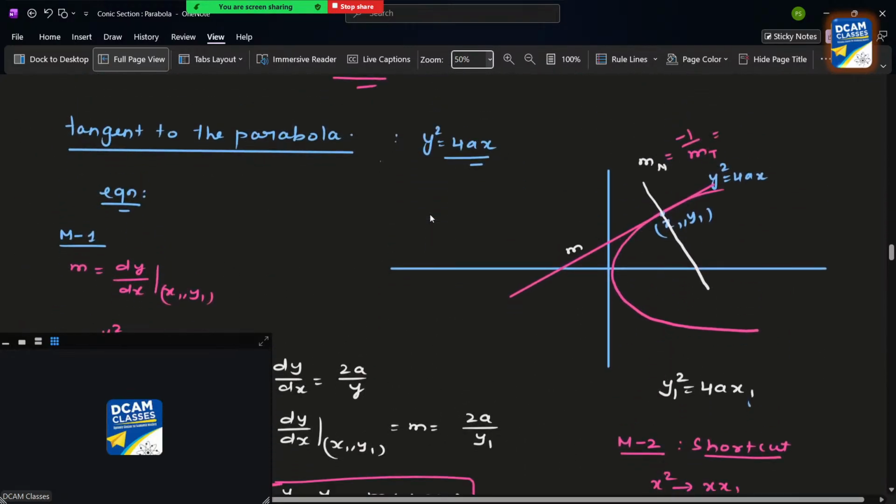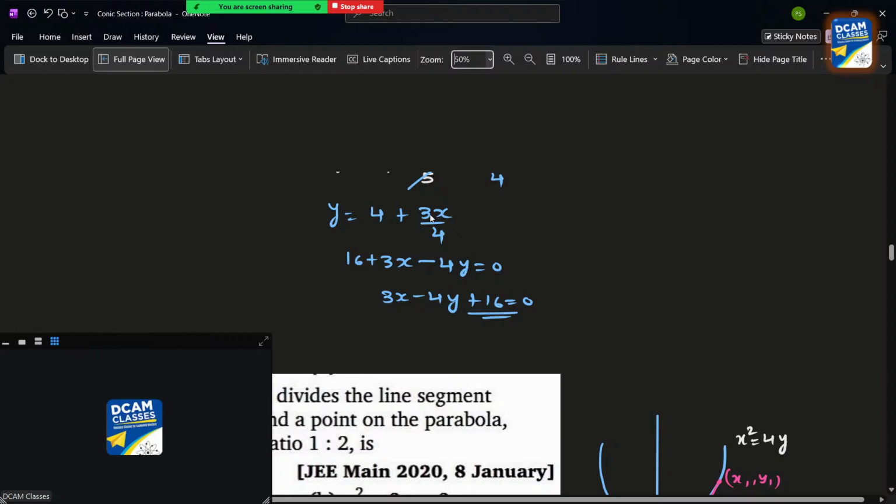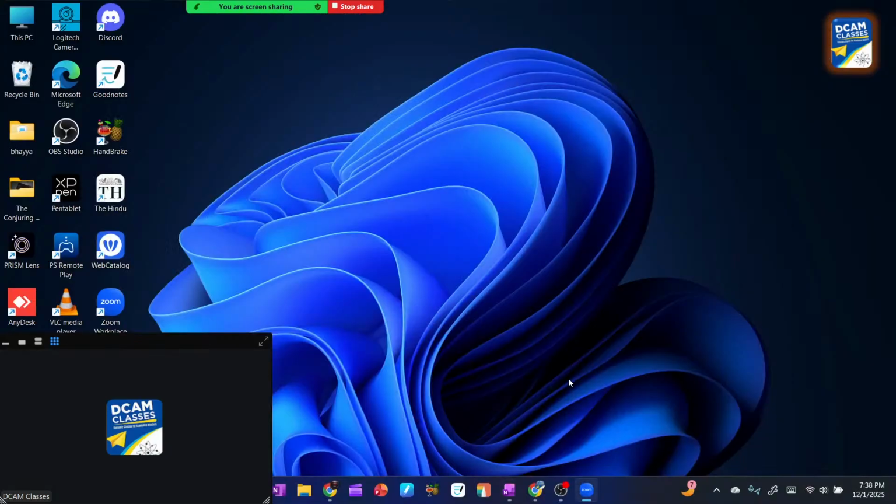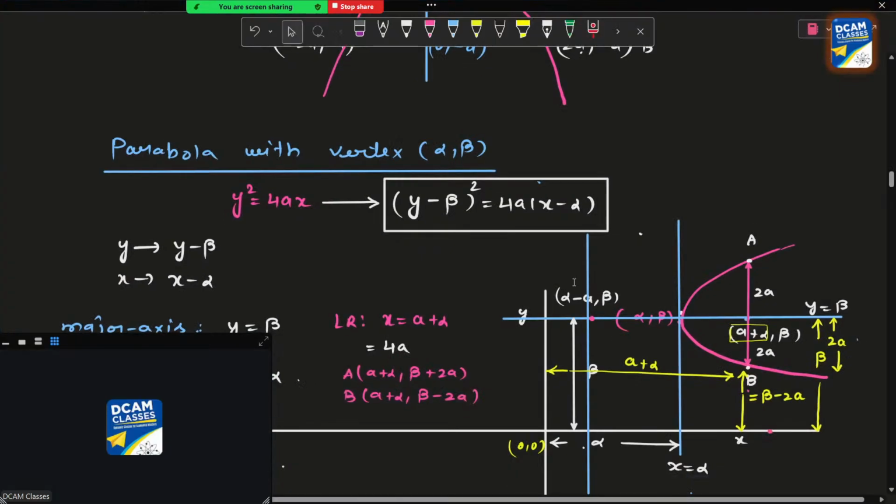This is normal. It's a tangent. Tangent I have given. Oh, what is happening in this page? I don't understand.